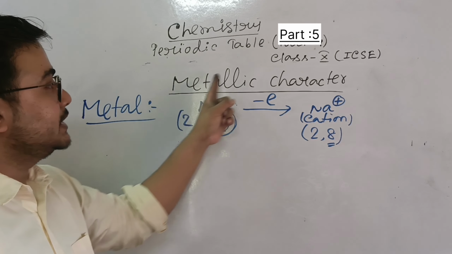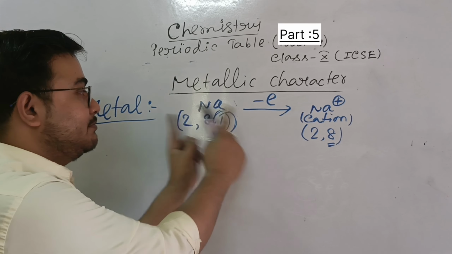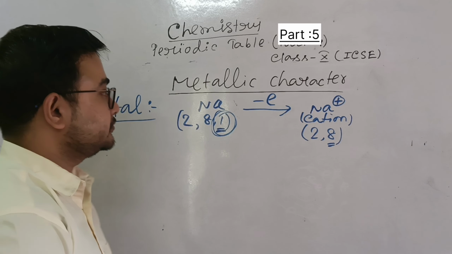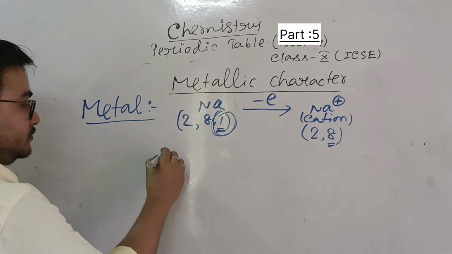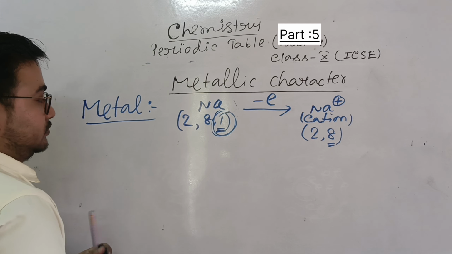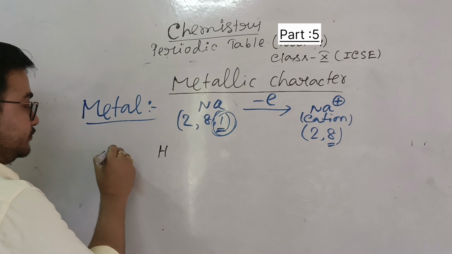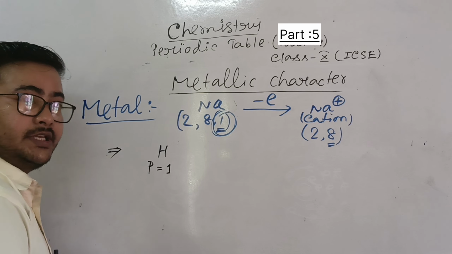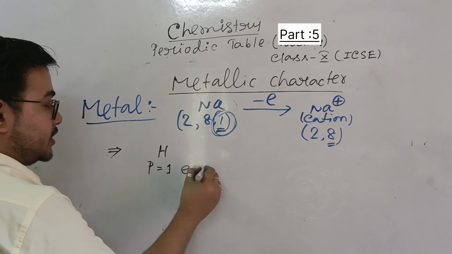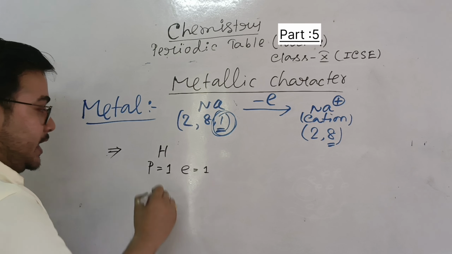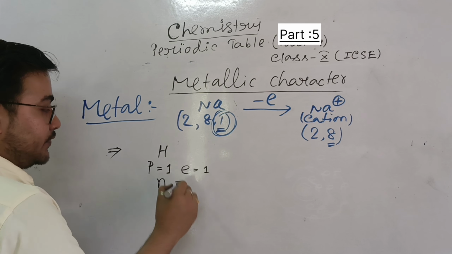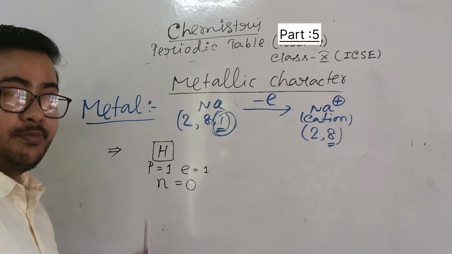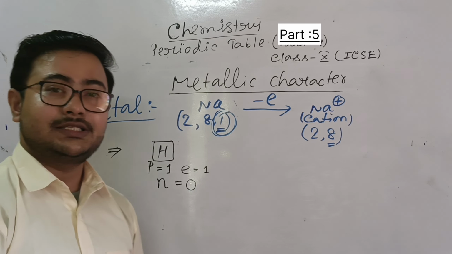Now if you consider the metallic character, you have to first understand the metal, that is, loss or donation of an electron. Now tell me, if you consider hydrogen, what is the number of protons? Obviously 1. What is the number of electrons? 1, because proton and electron are the same. What is the number of neutrons? 0. So keep in your mind, hydrogen has 1 proton, 1 electron, but the number of neutrons is 0.